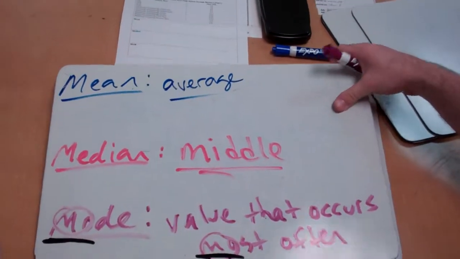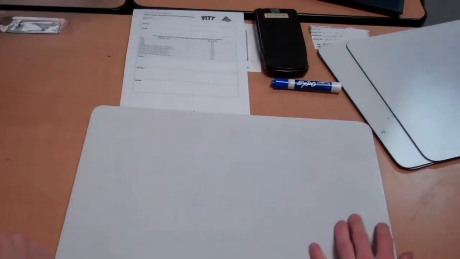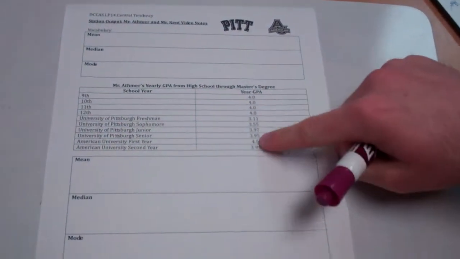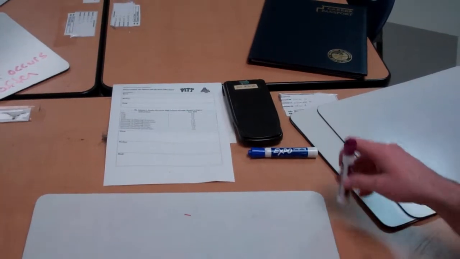So let's go over those calculations by looking at my GPA data. And you all have this on your board or in your lesson packet, so we're going to be using these data points when we calculate our measures of central tendency. So go for it, Mr. Kent. What do you got first?